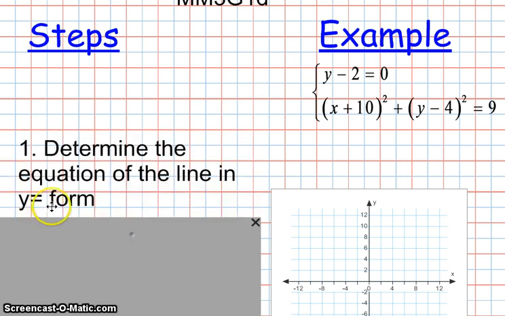First thing we're going to do is determine the equation of the line in y equals form. So let me get this up here and going. We have y minus 2 equals 0, and then we need to add 2 to each side. And we end up with y equals 2 as our line.